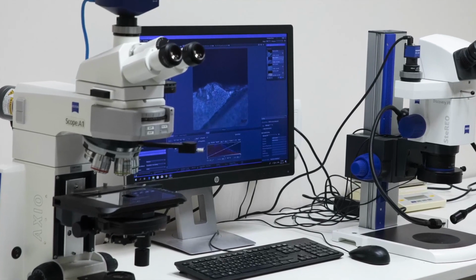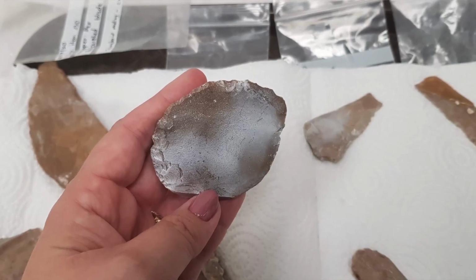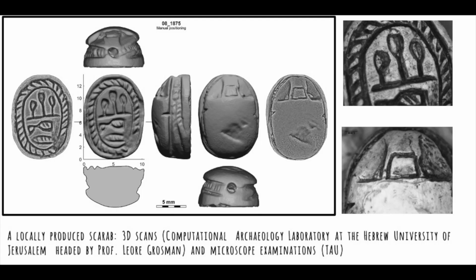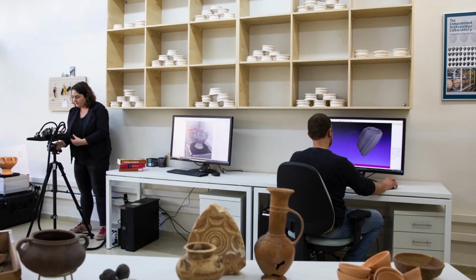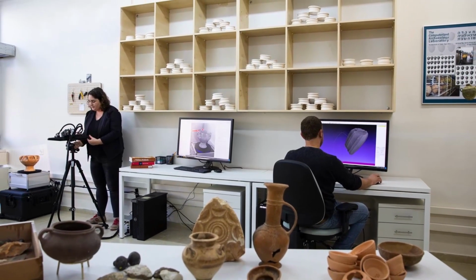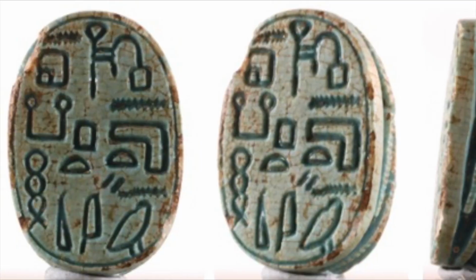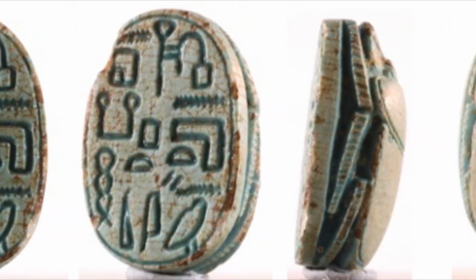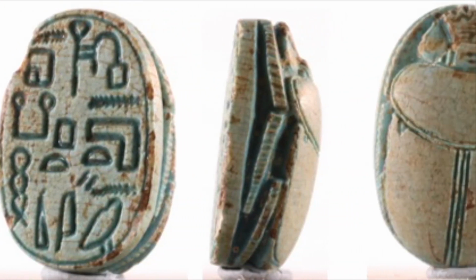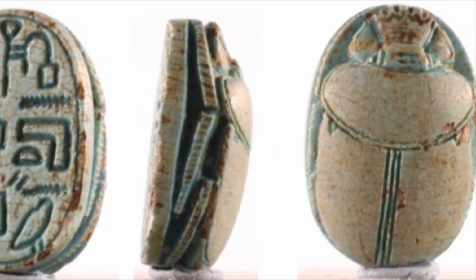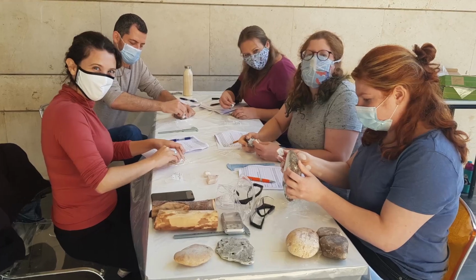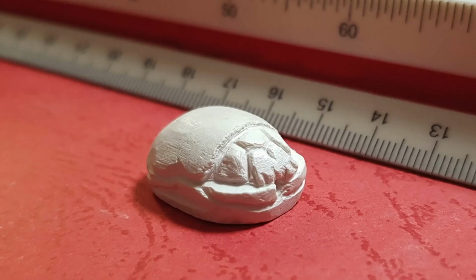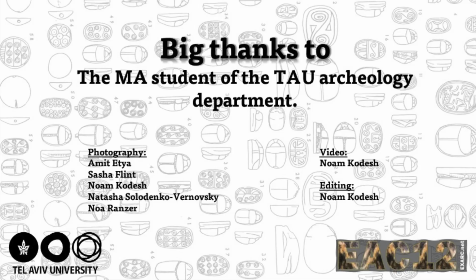Our next goal is to perform a use-wear analysis of the tools and 3D scannings of the produced scarabs that will be compared to the original scarabs. The result of the experiment raised some unanswered questions related to the glazing and firing techniques and their location in the sequence of production that will be addressed in future experiments.